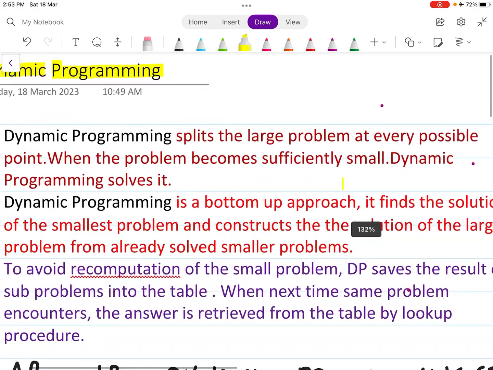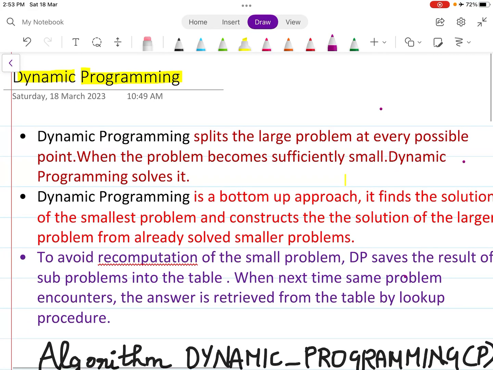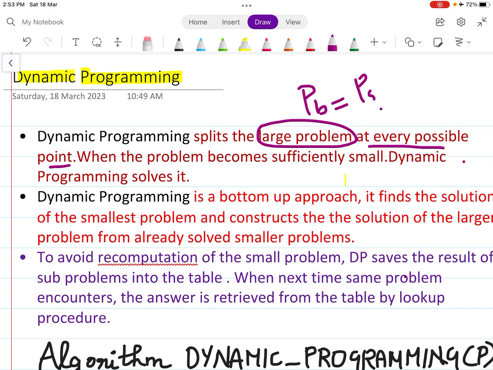Dynamic programming splits a large problem at every possible point. So it will split the large problem. If the problem is PB, it will split PB into smaller problems, say PS1, PS2, and so on. And when the problem becomes sufficiently small, dynamic programming solves it. Dynamic programming is a bottom-up approach.